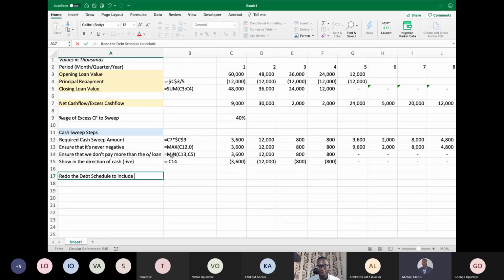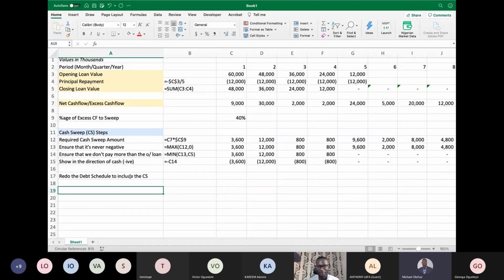the cash sweep. Let me just write cash sweep as this because I don't have space anymore. So to include the cash sweep, okay? Hope you understand. CS means cash sweep. So let me write it here, CS, so that anytime you see me write CS, you know it's cash sweep.